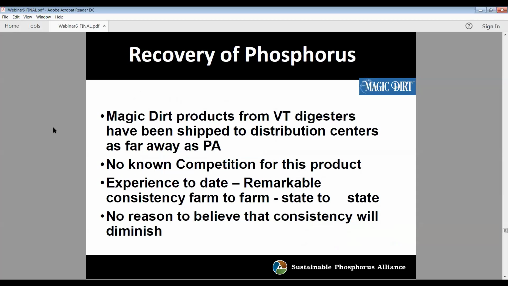And as well, best we know, as it relates to this secondary solid captured off the dissolved air flotation device, there's no competition for this product. Our experience to date, looking at the results across 10 different dissolved air flotation systems installed in about 6 states, is a remarkable chemical consistency state to state. Right. And there's no reason to believe that in Vermont, in-state application will make that differ at all.